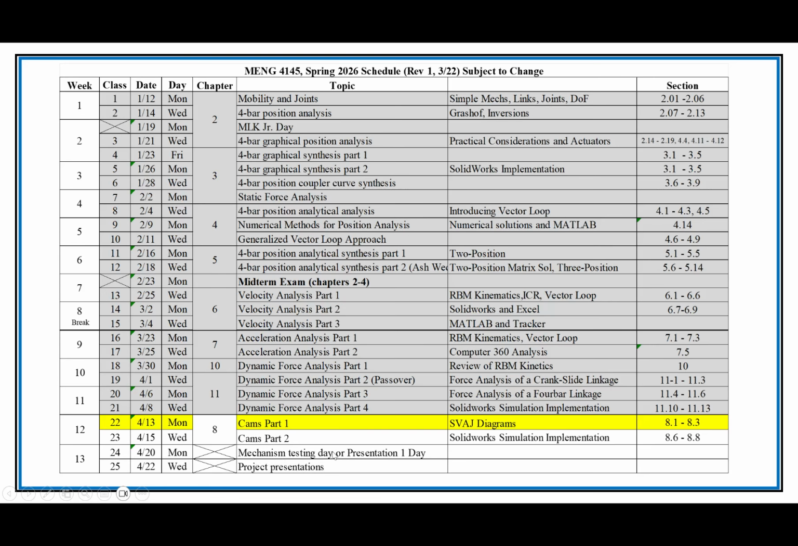I don't know what mechanism testing day was meant to be. Anyway, we're going to do the mechanism project presentations on Wednesday the 22nd.